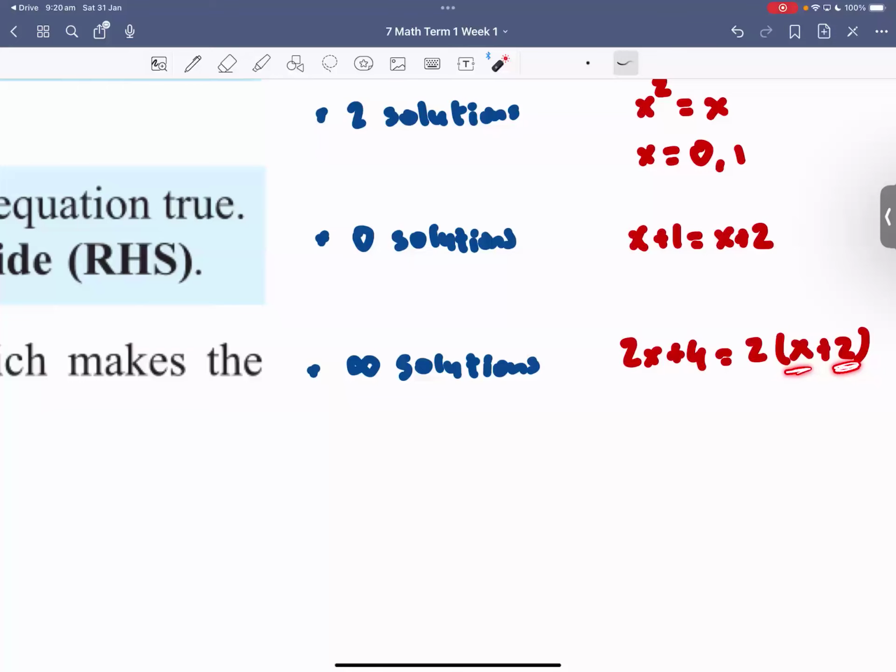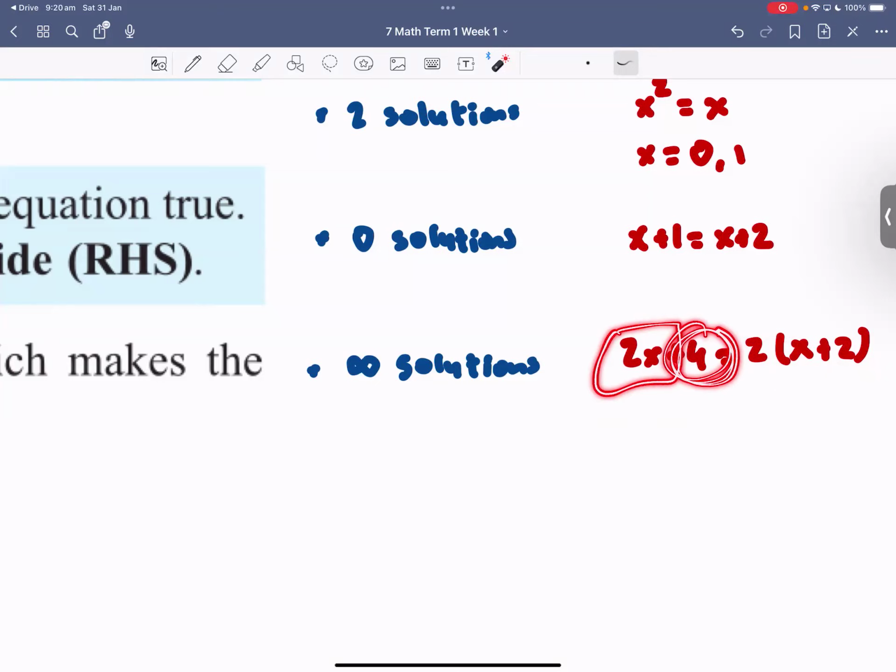What's 1 plus 2? 3. And 3 times 2? 6. Oh, so x equals 1 worked. Let's try x equals 10. What's 2 times 10 plus 4? 24. 2 times 10 plus 4 is 24.